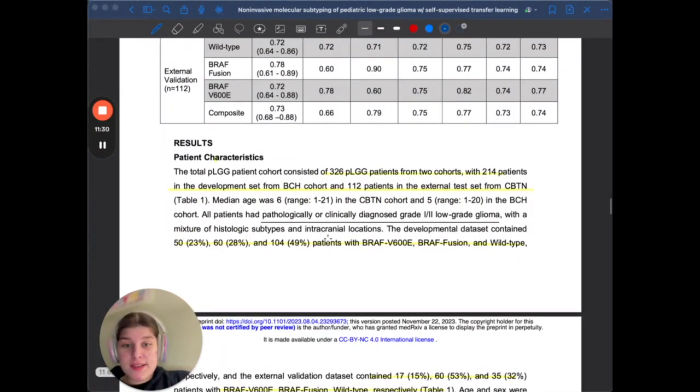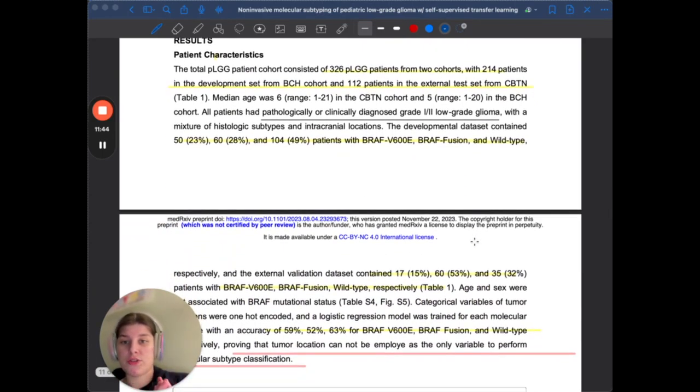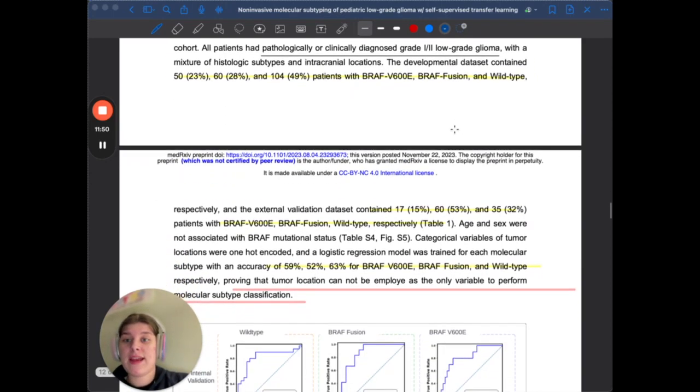The results, the external test: to make it clear, all patients did have a clinically diagnosed grade 1 or 2 low-grade glioma with different histological subtypes and intracranial locations. But for the developmental data set, they had 50.